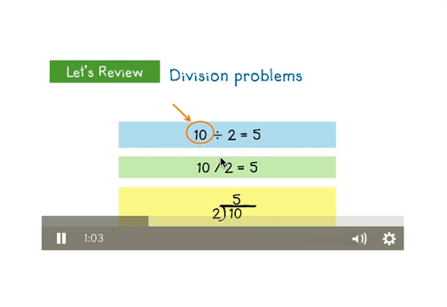The number of students in the class, 10, is known as the dividend. The number of students in each group, the 2, is known as the divisor, and the number of groups, 5, is known as the quotient.